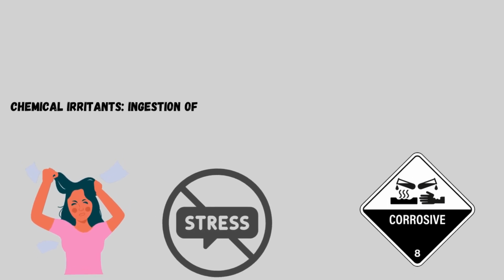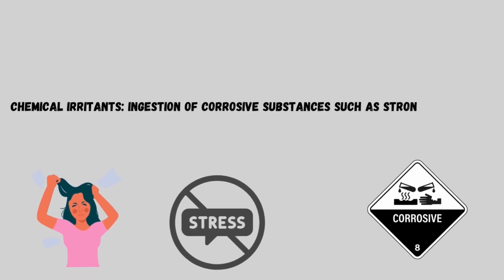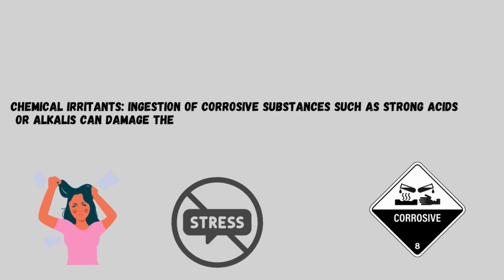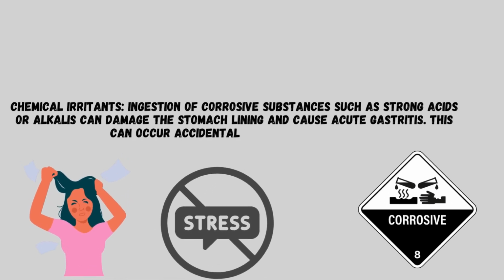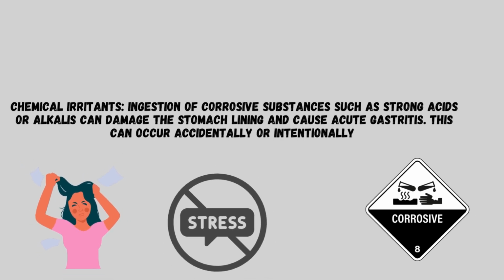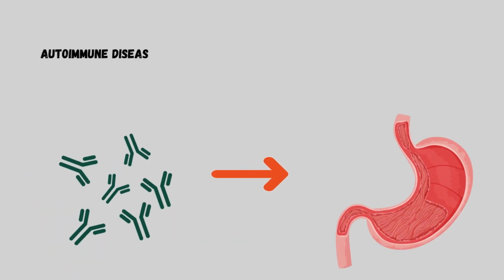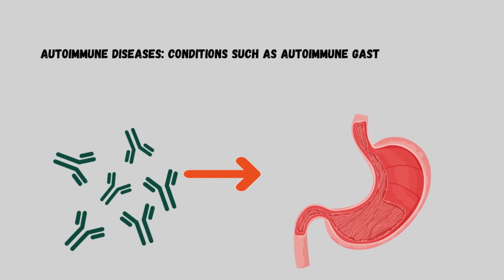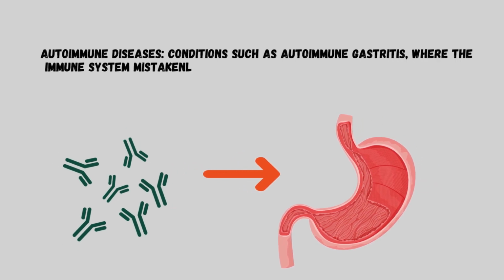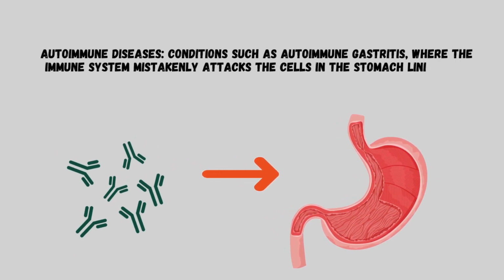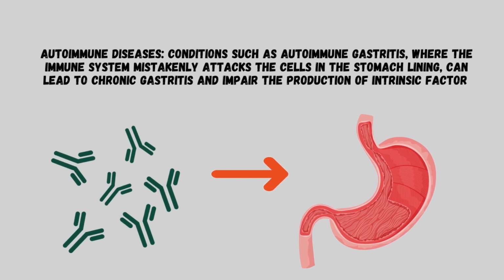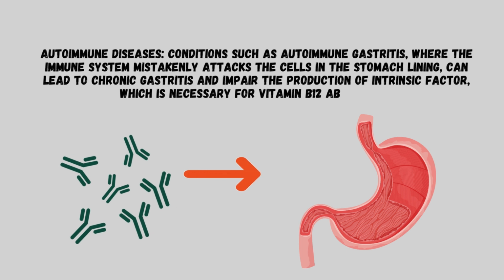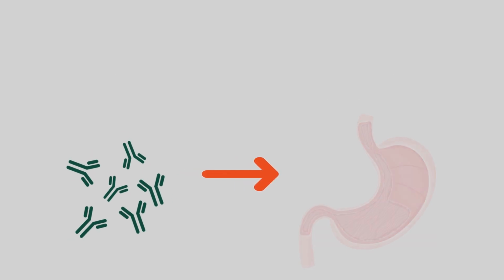Chemical irritants. Ingestion of corrosive substances, such as strong acids or alkalis, can damage the stomach lining and cause acute gastritis. This can occur accidentally or intentionally. Autoimmune diseases. Conditions such as autoimmune gastritis, where the immune system mistakenly attacks the cells in the stomach lining, can lead to chronic gastritis and impair the production of intrinsic factors, which are necessary for vitamin B12 absorption.